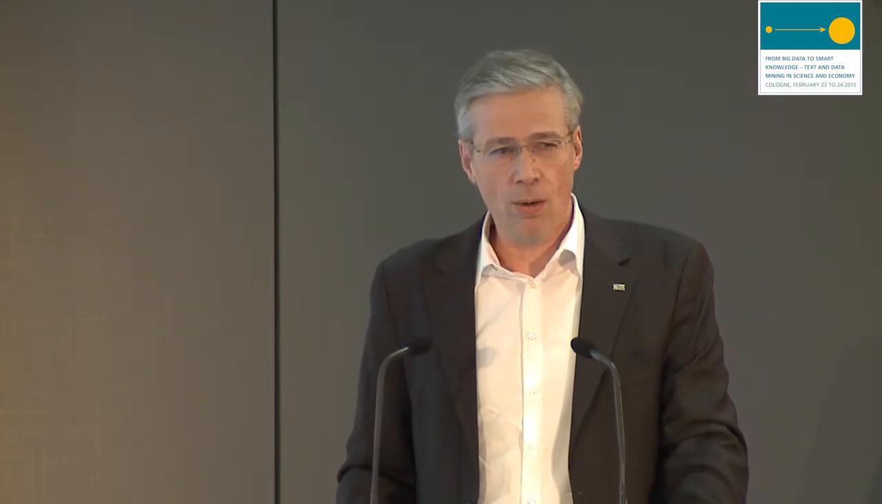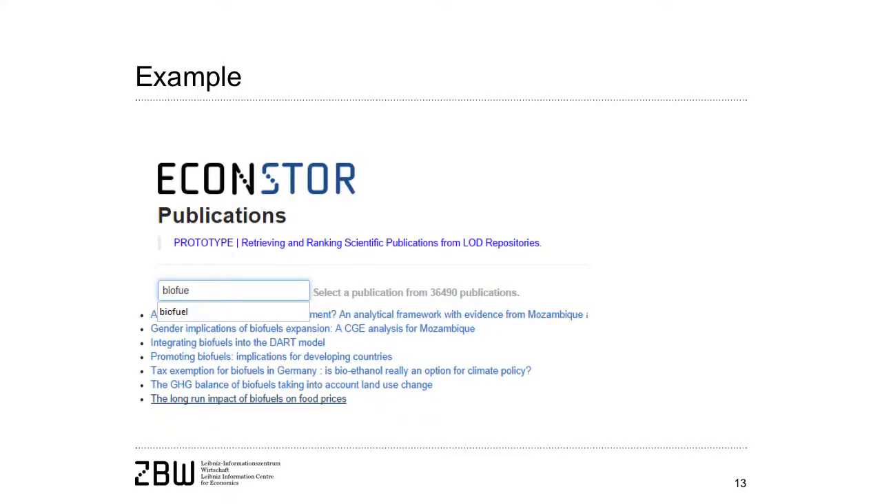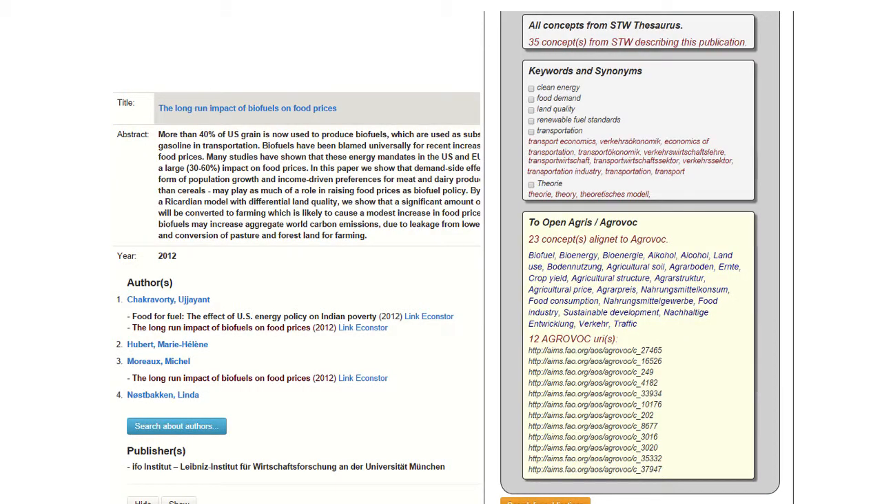In that case, I take our open access repository, which is EconStor. And here you just start a normal query, in this case on biofuel. You get a list of hits, and we open this document here, the long-run impact of biofuels on food prices. And now on the left-hand side, we open the metadata we are maintaining about that particular document. You see the title, an abstract, publication year, authors, and things like that.